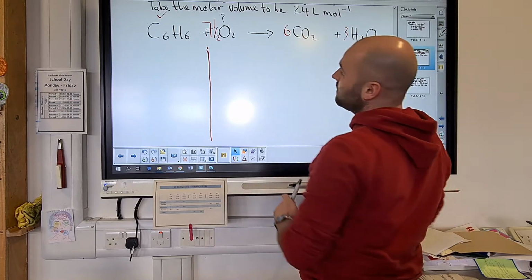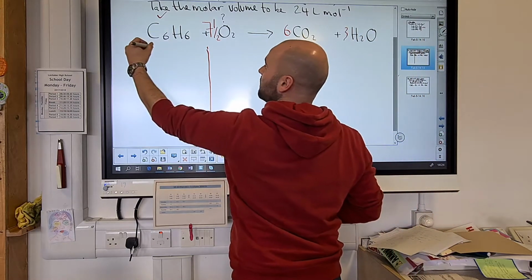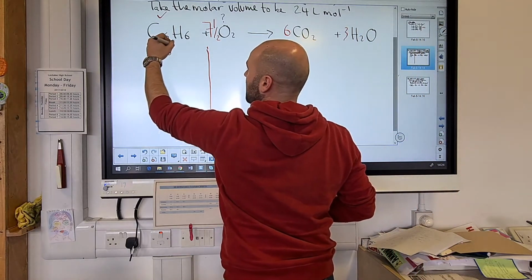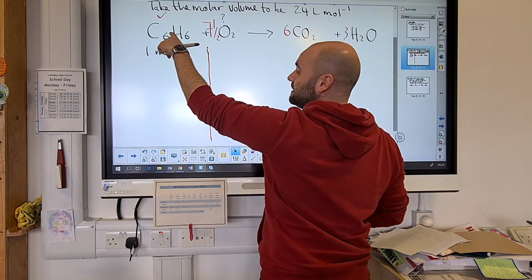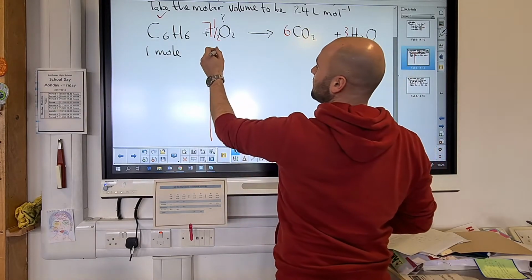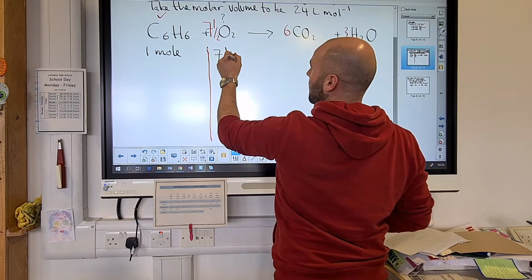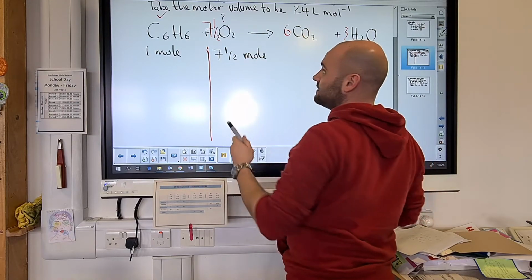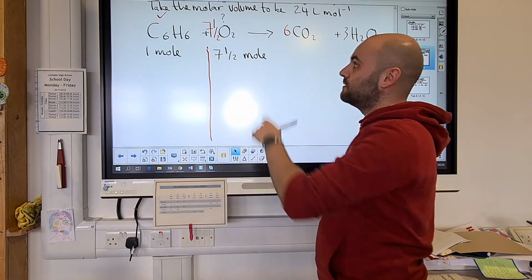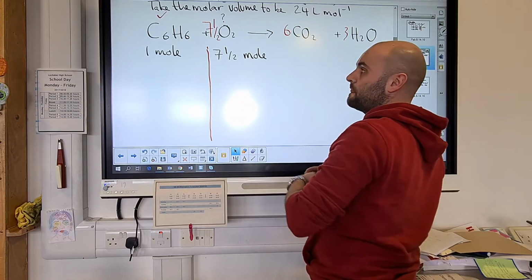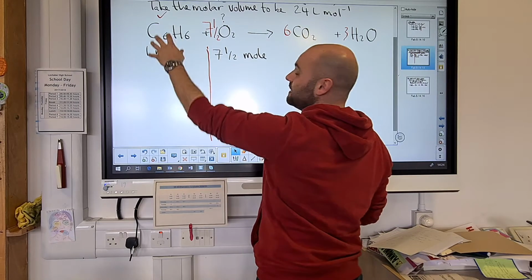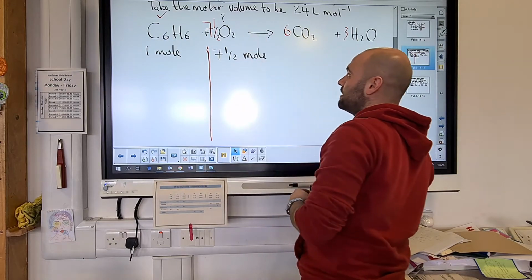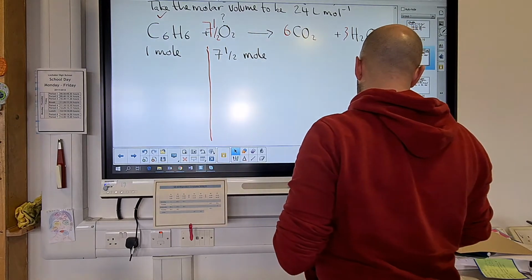The first thing that we should notice is that 1 mole of benzene needs to react with 7.5 moles of oxygen. This is the mole to mole ratio for this equation. Every time I've got 1 mole of benzene, I require 7.5 moles of oxygen.